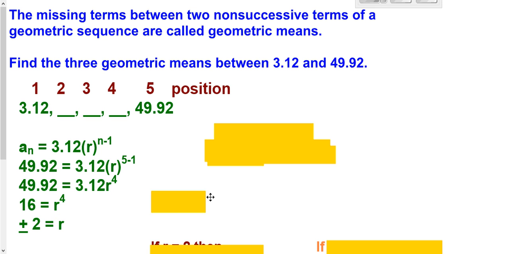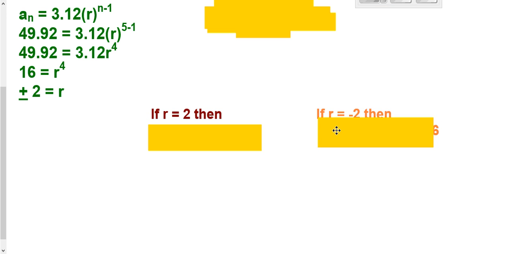Remember, when you take the fourth root, an even root gives you plus and minus. So we need to consider the situation where r is a positive 2, and then we'll have to consider the situation where r is a negative 2.